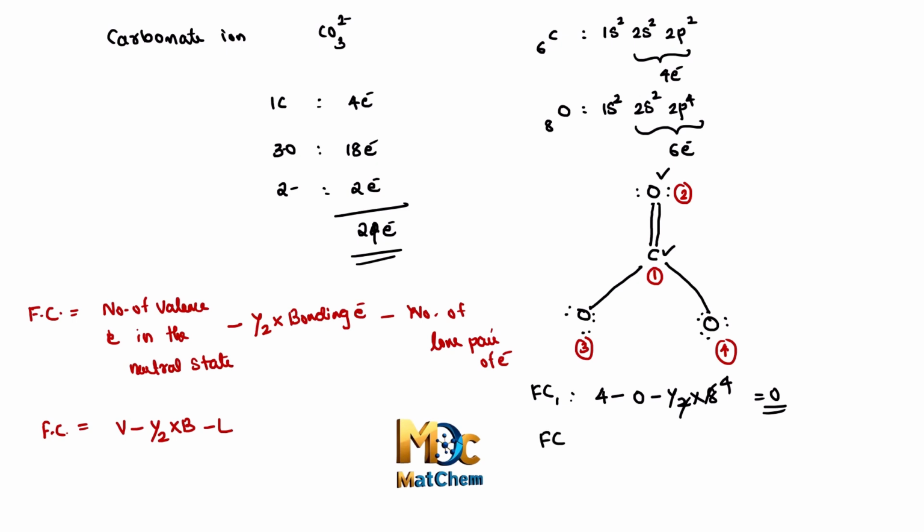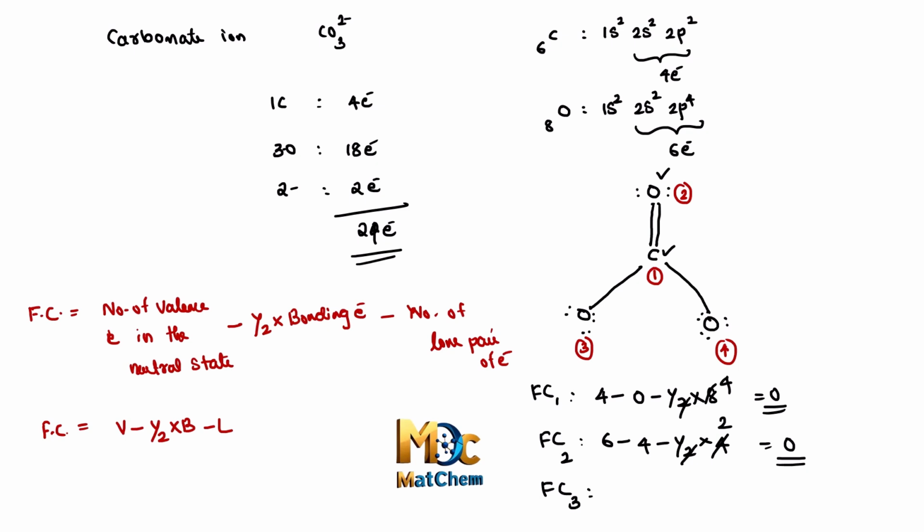Next, the formal charge on the first oxygen, let it be this one, numbered as 2. Number of valence electrons is 6, minus number of lone pair electrons is 4, minus 1 by 2 into number of bonded electron pairs is 4. 4 divided by 2, you will be getting 2. So 6 minus 4 minus 2, that is 6 minus 6, that is equal to 0. Correct? Done.